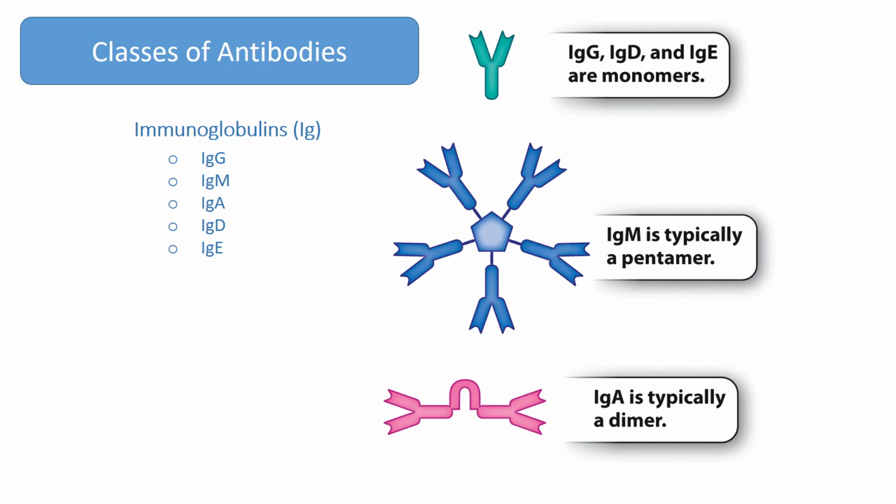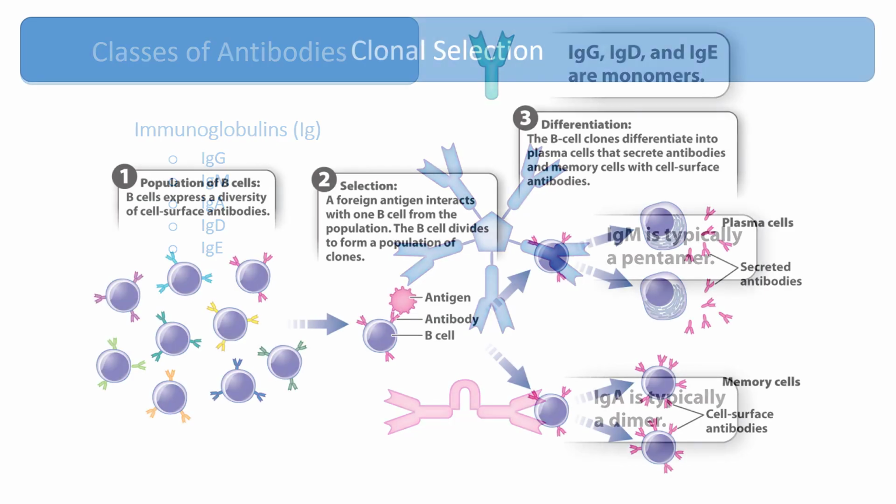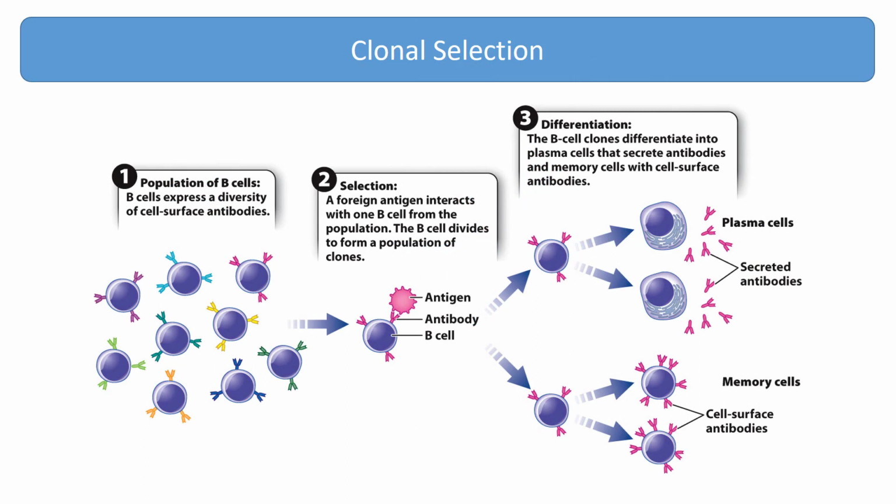The 5 classes of antibody are also called isotypes. B cells can actually change the class of antibody they make, a process known as isotype or class switching. A process called clonal selection is the basis for antibody specificity. Every individual has a very large pool of B cells, each with a different antibody on its cell surface.